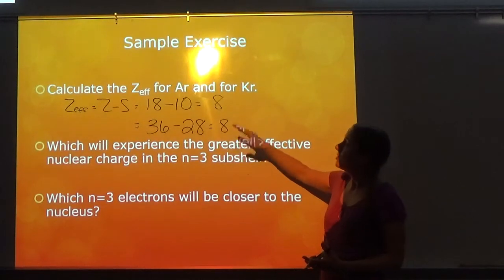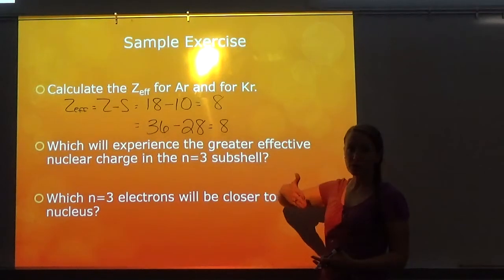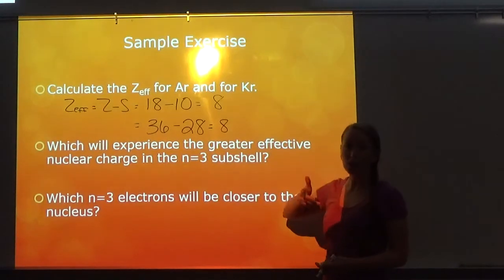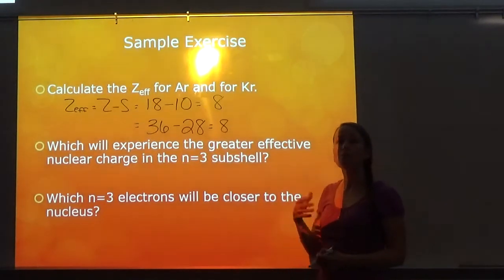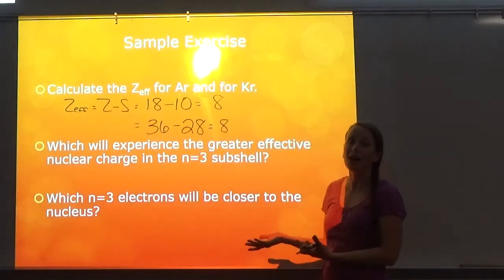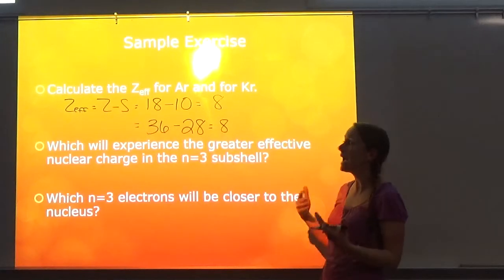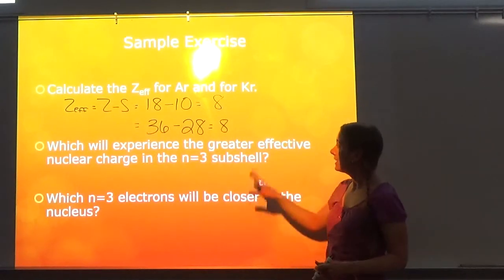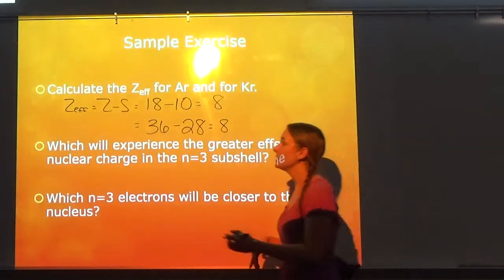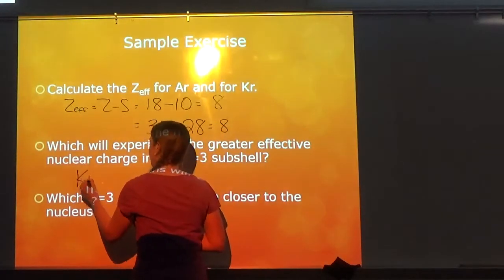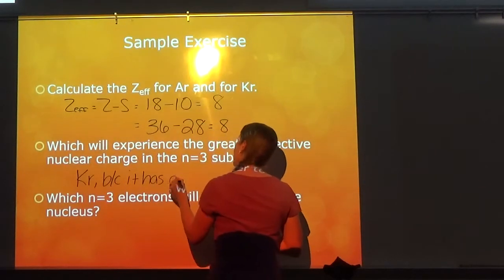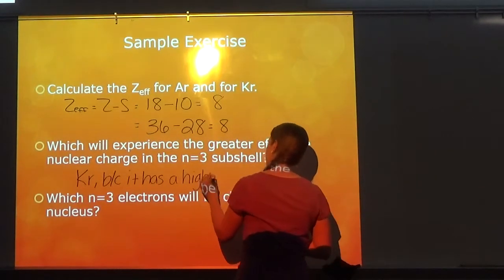So if we are focusing on the 3rd energy level electrons of krypton versus the 3rd energy level electrons of argon, krypton would have more attraction because it has a more positive nucleus. It has a higher actual nuclear charge. So the greater effective nuclear charge for N equals 3 would be krypton because it has a higher actual nuclear charge.